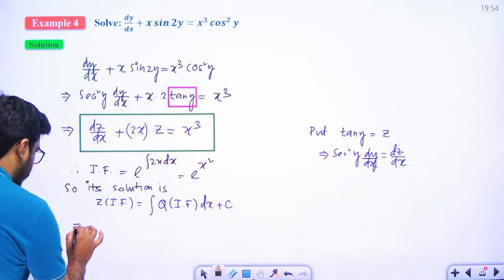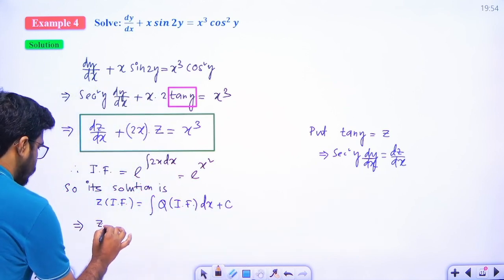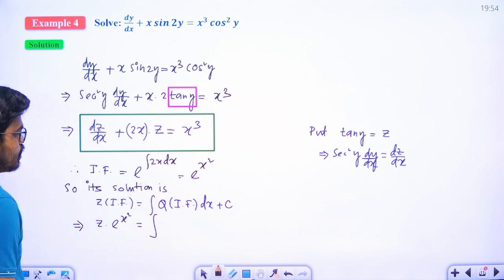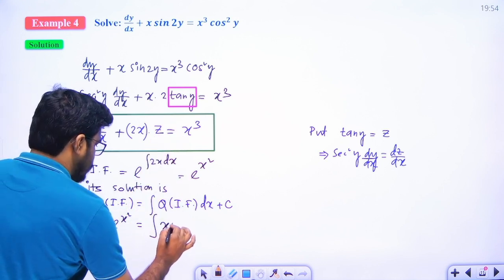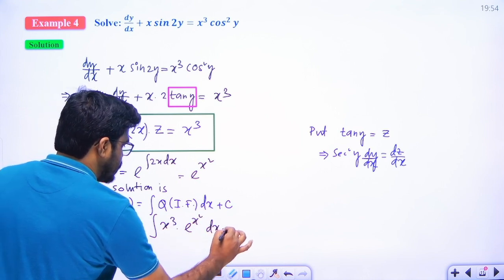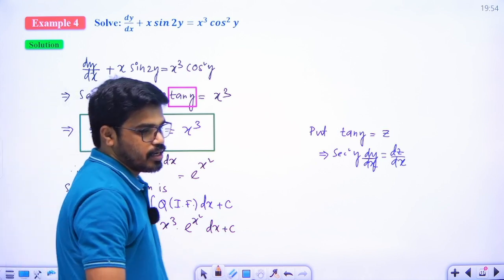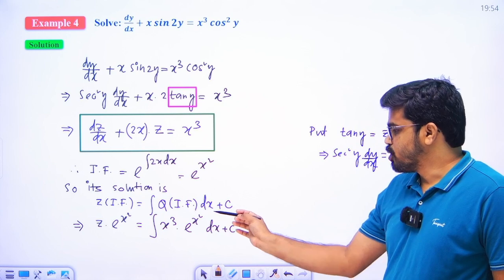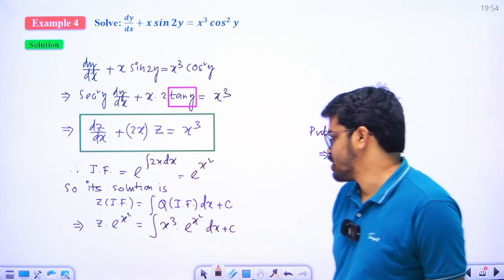So this implies z into the integrating factor, that is e to the power x square, equals the integral of Q, where Q is the right hand side. That means the integral of x cube into the integrating factor e to the power x square dx plus c, right? So now we have to integrate this. So we put x square is equal to z.